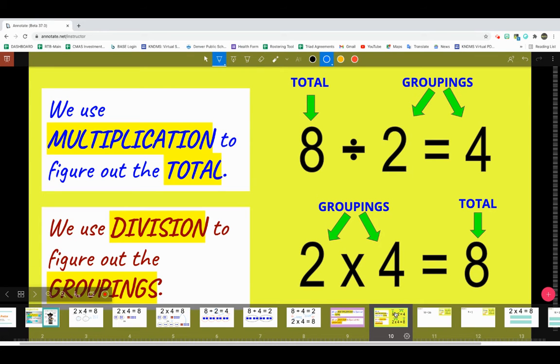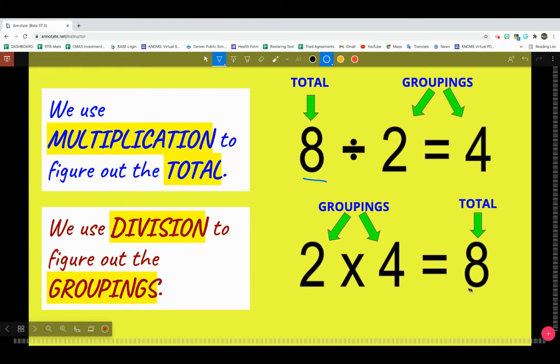So let's look at this here right now. Here is our understanding that our equations for multiplication and division have a combination of total and groupings depending on how they look. In division, our total is always the number that's being divided. In multiplication, our total is always going to be the number that is the answer, the product of our multiplication problem. In division, our groupings is either the number that's being divided or the answer. In multiplication, our groupings are the two numbers that are being multiplied to get our total.